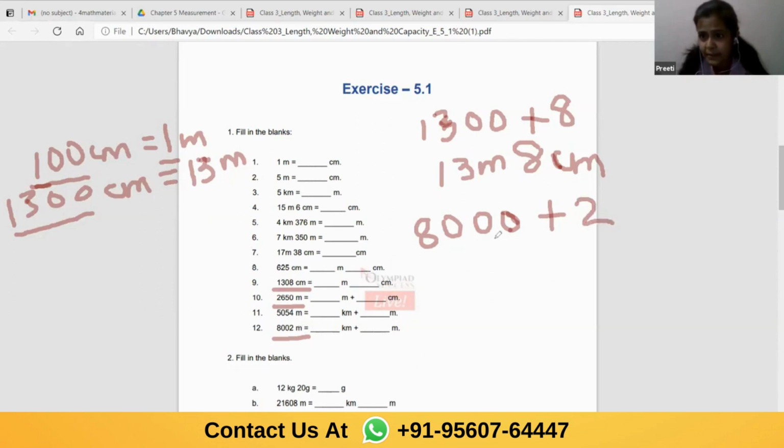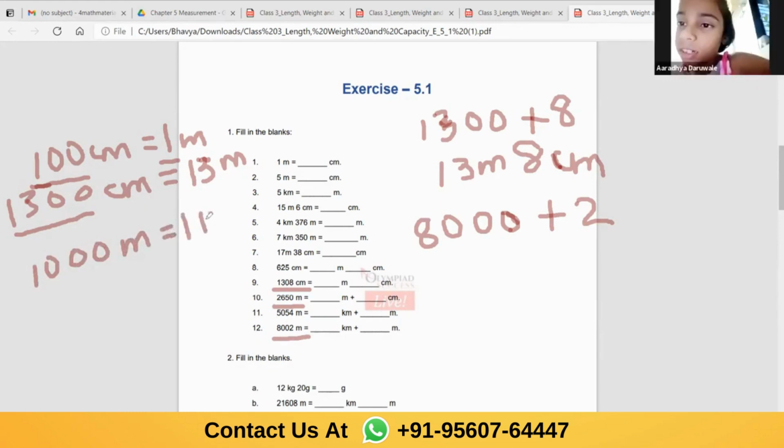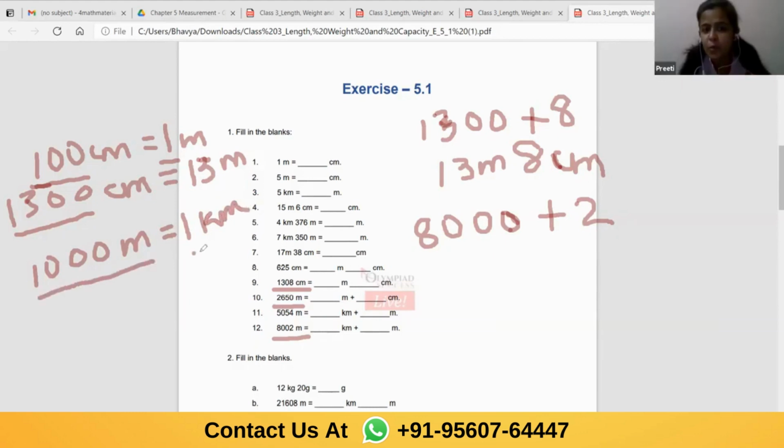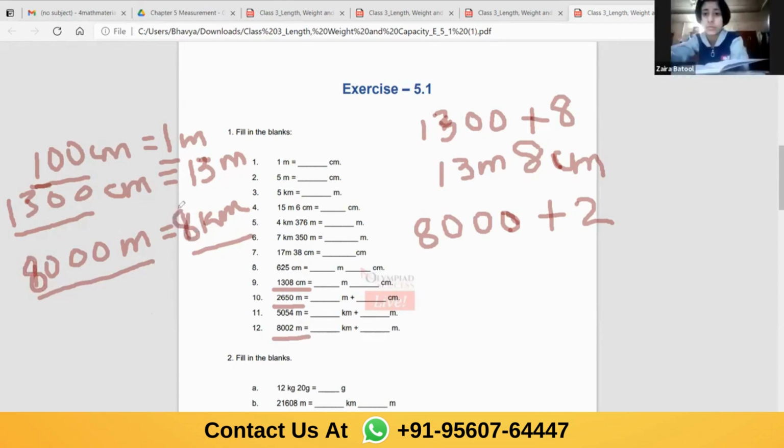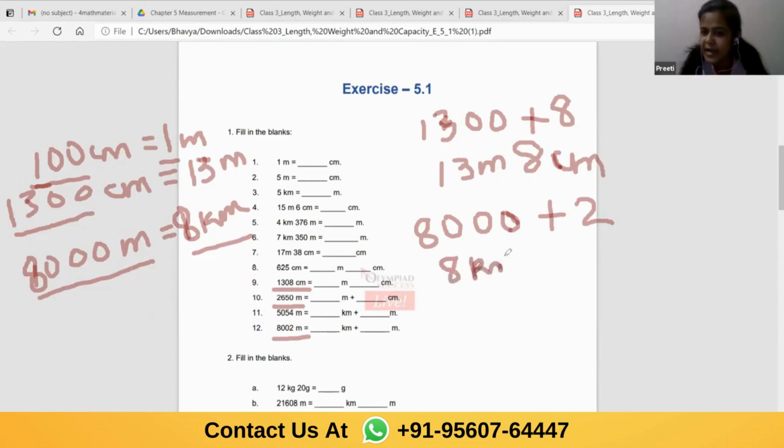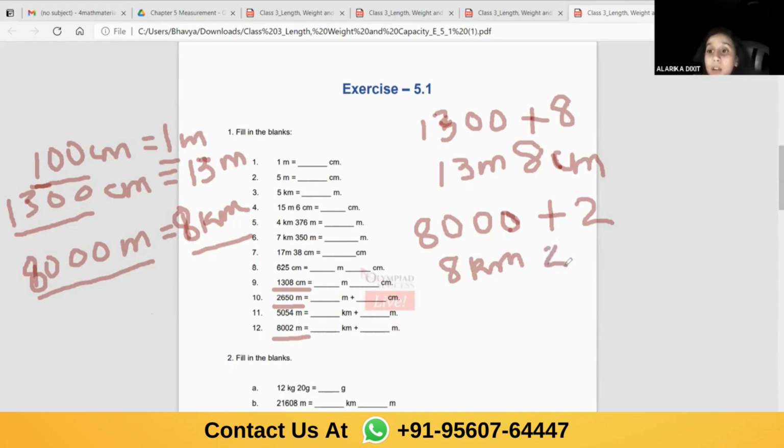Am I right? Yes, ma'am. Now, Aradhya, the thing is that if 1,000 meters is equal to 1 kilometer, then 8,000 meters is equal to how many kilometers? I'm saying if 1,000 meters is equal to 1 kilometer, then 8,000 meters is equal to how many kilometers? 8 kilometers. Finish? So this becomes kilometers and 2 remains in meters only. That's it. Done. This is the easiest way to do it.